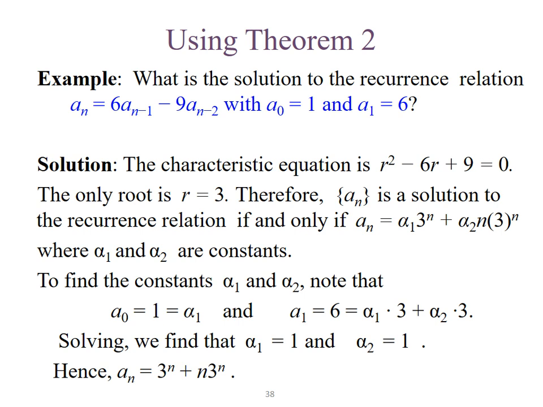So by theorem 2, we write the solution a_n equals alpha 1 times 3 to the power of n, plus alpha 2 times n times 3 to the power of n. Then we use two initial conditions, a0 equals 1 and a1 equals 6, to find alpha 1 and alpha 2. So if we know the difference between distinct roots and repeated roots, then we can apply theorem 1 and theorem 2.